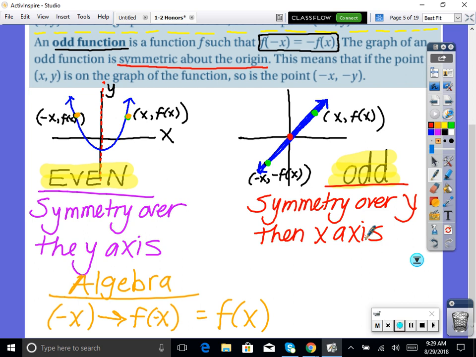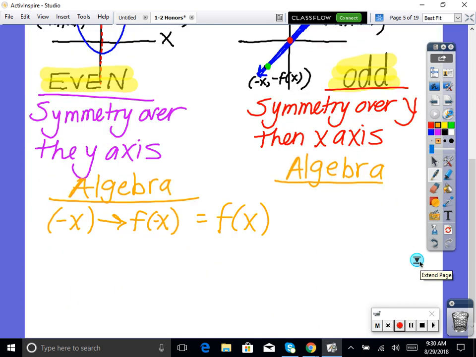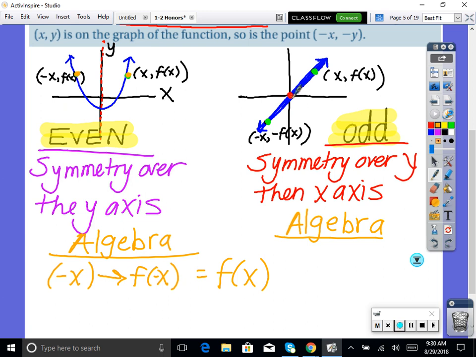So that's how you can determine if something is odd. Symmetry over, so take this green dot, stamp it over y, then stamp it over x, and it puts me down here. So let's talk about the algebra. What's going to happen with the algebra if it's odd? Looking at my picture here, watch, I'm plugging in positive x and I get out positive y.